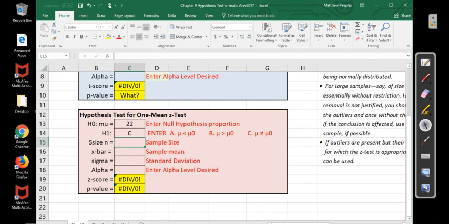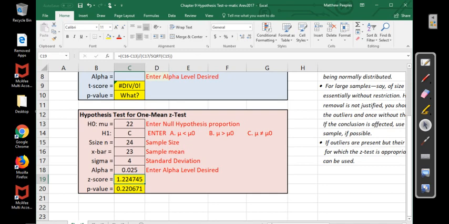Then we put in our sample size, which in this case was 24. We found a sample mean of 23, and our standard deviation for the population, that's sigma, is 4. Now we wanted to test this at the 95% confidence level, right? And this is a two-tailed test. So we're going to have to take that alpha level of 0.05 and divide it by 2, because it's a two-tailed test. And we come up with 0.025.